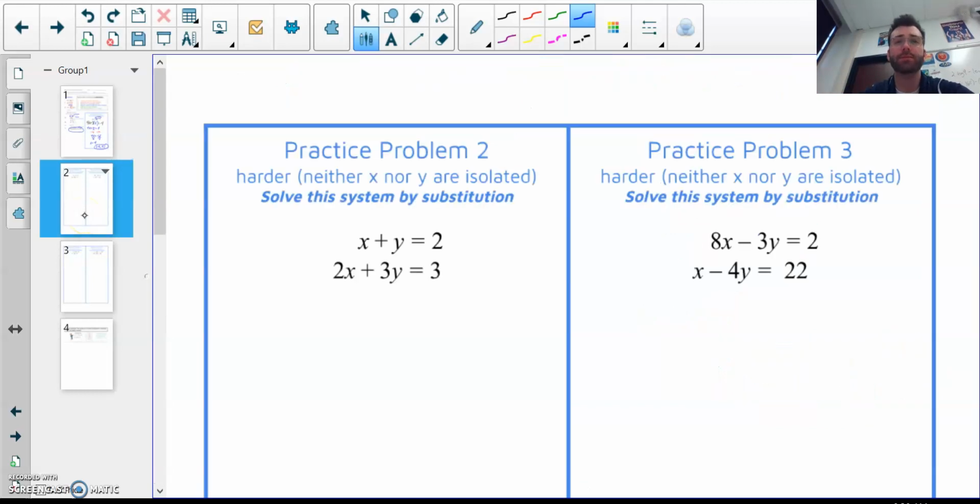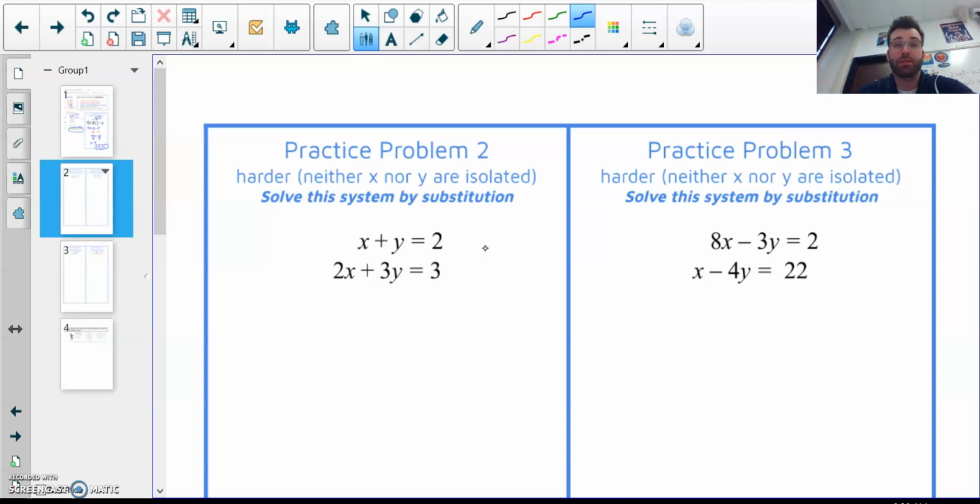Let's try another one here. Practice problem number 2, neither x or y are isolated. That's why it's a little bit tougher. What I want to do is pick the variable that has a coefficient of positive 1. If I look here, I have x plus y equals 2. So x and y in my first equation both have a coefficient of 1. The number in front of both of these variables is 1. Remember, if there's not a number there, I can think of it as being 1.